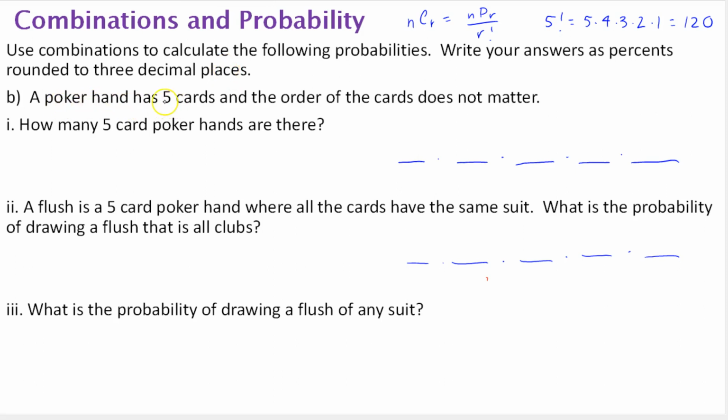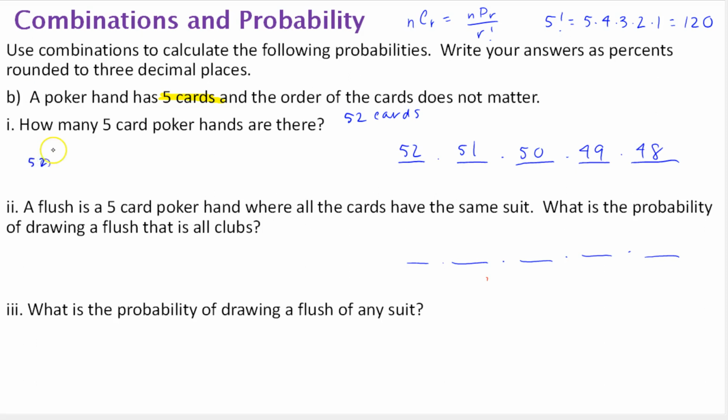A poker hand has 5 cards, and order of the cards does not matter. How many 5-card poker hands are there? Well, since the order does not matter, we know it's a combination. There are a total of 52 cards in a deck. So, using this formula, the number of permutations is 52 times 51 times 50 times 49 times 48.